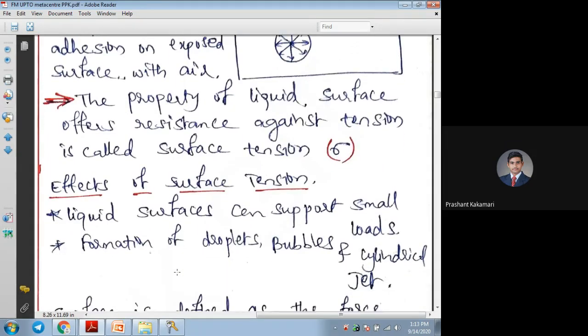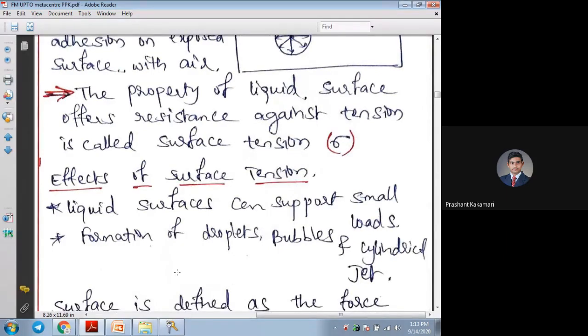What are the effects of this surface tension? It can support some small loads, or because of the surface tension property, it can form some droplets, bubbles, or cylindrical jets. As an example of droplets, if you slightly open the tap, the water from the tap will slowly fall down in the form of droplets, drop by drop.